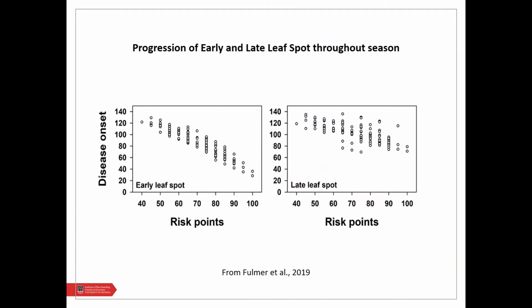So these graphs are from Fulmer et al. in 2019. They show risk points or risk factors on the x-axis and the timing of disease progression through the growing season. Early leaf spot is on the left, and it shows outbreaks can start as early as 30 to 40 days after planting, depending on your risk factors, all the way through crop maturity, whereas late leaf spot comes in as early as 70 days after planting on through to maturity, again depending on your risk factors.